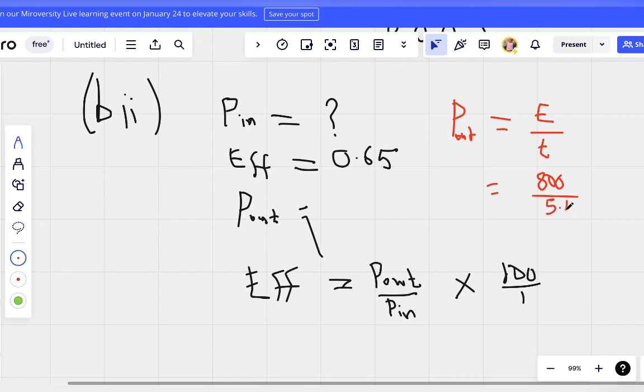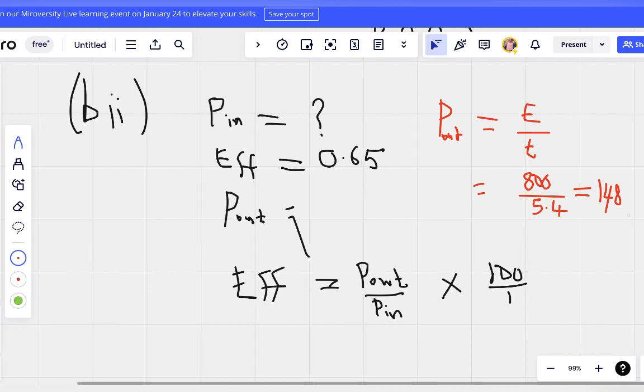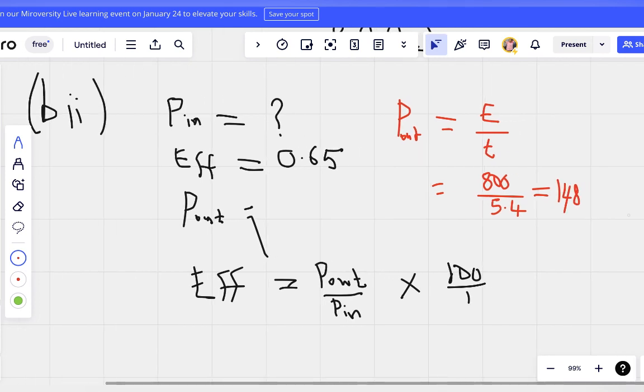If you're watching this video, pause it now and do the division. So we will get what? Okay, so we get 148 watts. The unit of power is the watt. 148.148, which approximately to a whole number is just 148 watts. This is what we get for our output power.